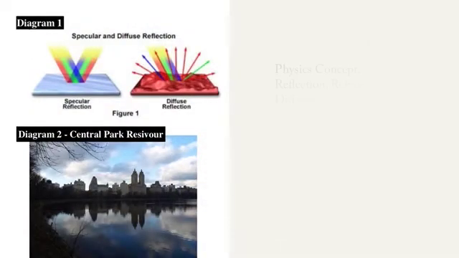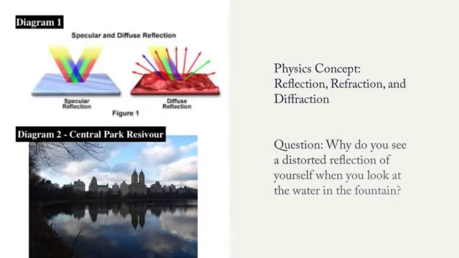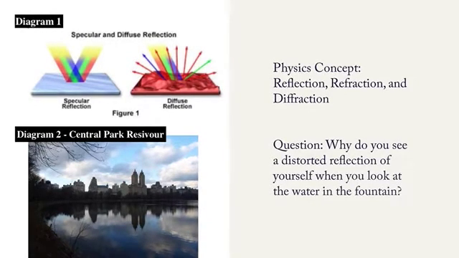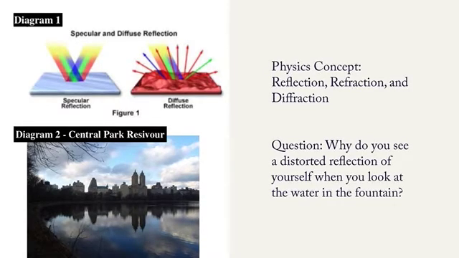Based on diagram 1, which type of reflection do you think is seen when you look into the water in the fountain? Your reflection in the fountain is an example of diffuse reflection, because due to the water droplets that create ripples in the water, light hits the water and reflects in many different directions. This is why your reflection looks distorted.